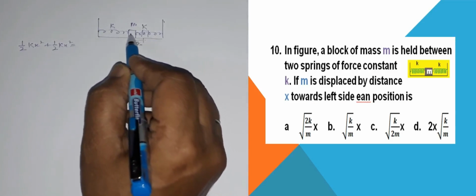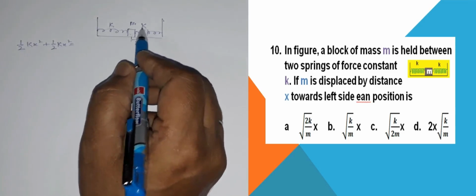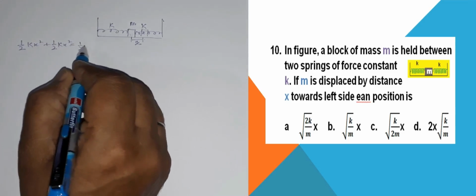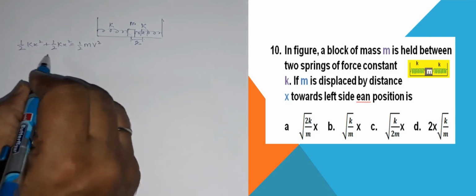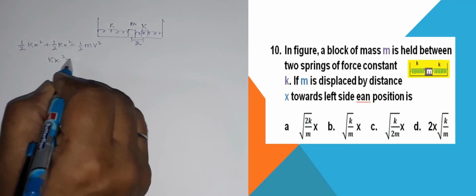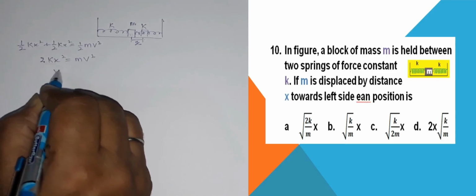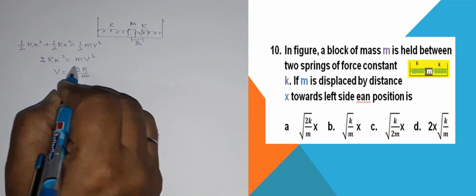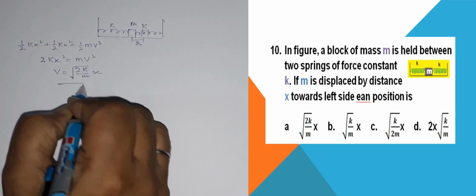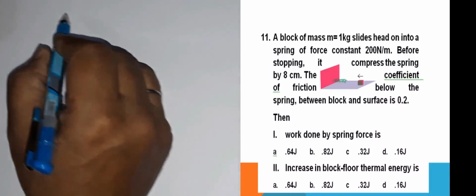When it comes to this position, that is the normal position, there is no extension or compression in the spring, so the energy will be converted to half mv square. So this becomes kx square is equal to mv square, that is 2. So v is equal to the square root of 2k upon m times x. This is the answer.